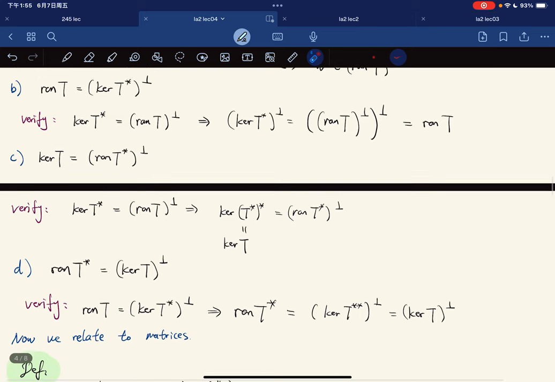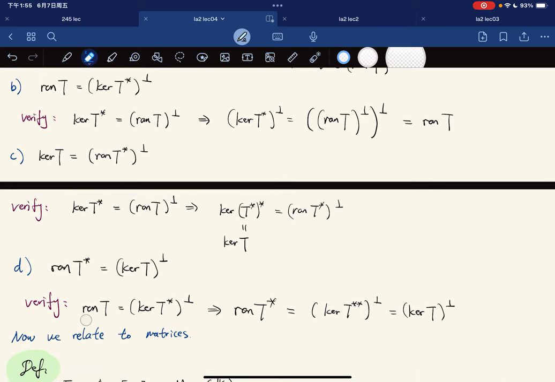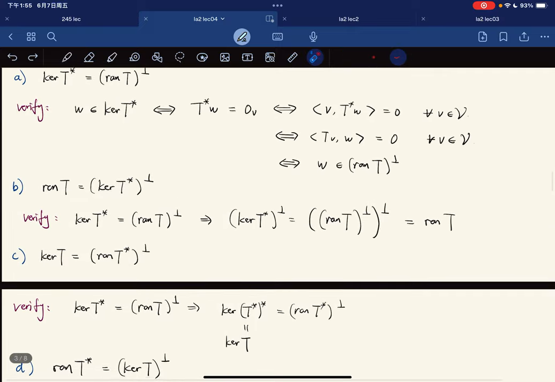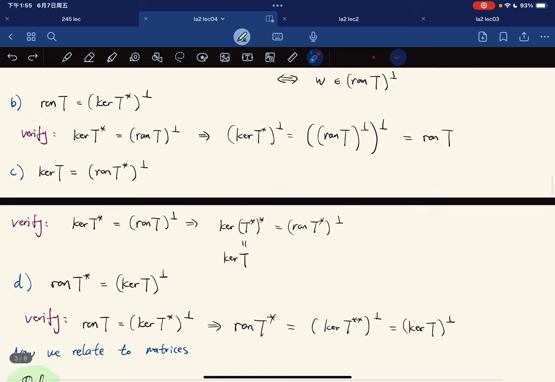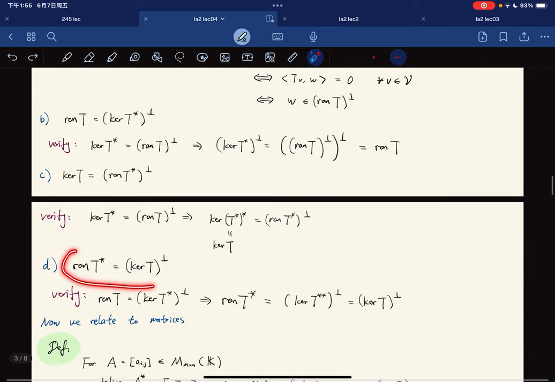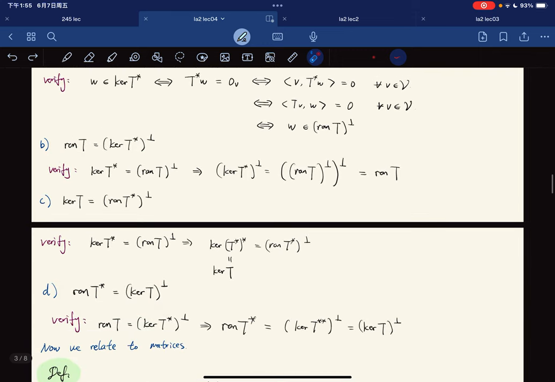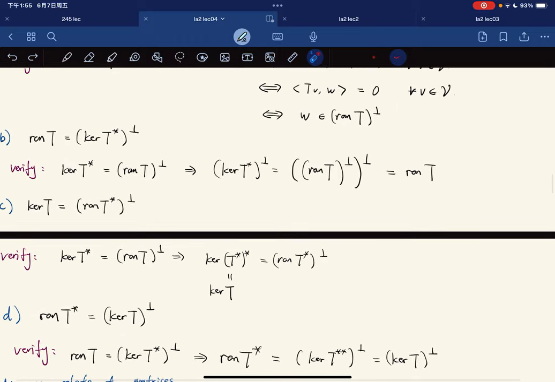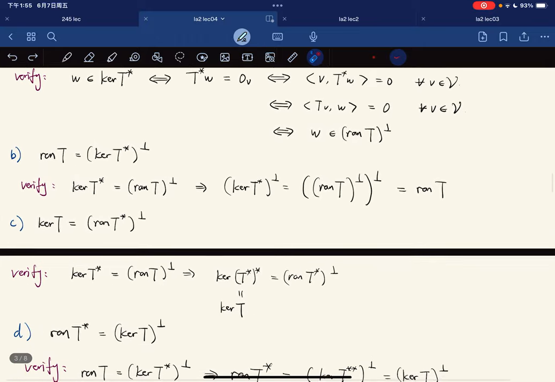Range T star, you see, range T is curl T perp, right? We have this, range T equals curl T perp, curl T star perp, and we replace T with T star again, right? So range T star and curl T perp. Okay, so those are just some facts about the kernel and range and the orthogonal complements, right? And you see that the proofs are really simple, right?